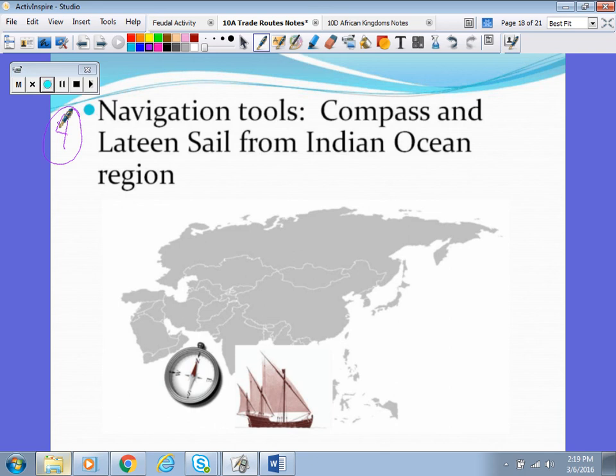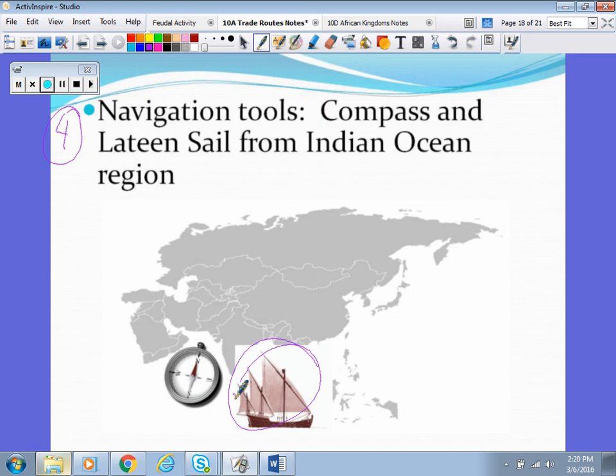Okay, navigation is easy at night when you can shoot the stars and you have the North Star. During the day, the sun is moving, so unless you know exactly what time it is, or you have a real good sense of direction, sometimes it's hard to remember east from west. A compass allows people to always know what direction north is and therefore what direction they're facing. And the lateen sail is important. As you can see down here, it's this kind of triangular sail thing.